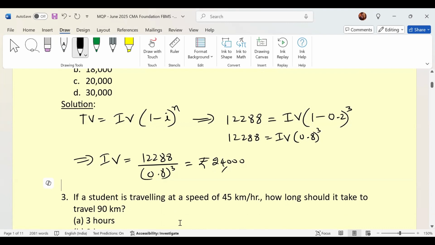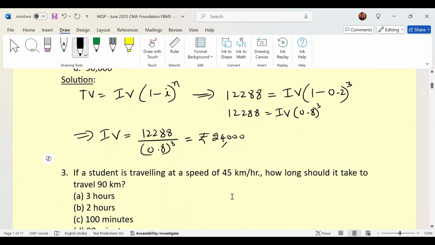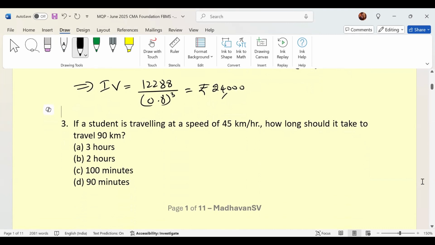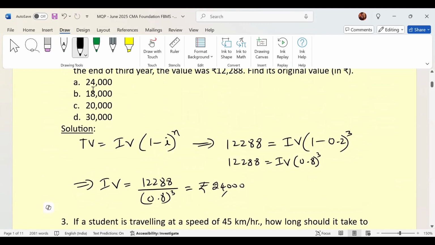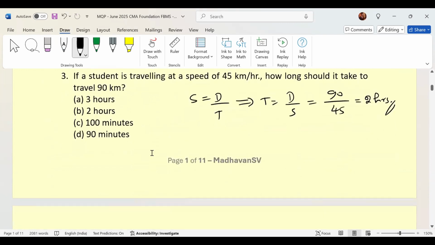If a student is traveling at a speed of 45 km per hour, how long should it take to travel 90 kilometers? We know speed is distance divided by time taken, which means time will be distance divided by speed. Here the distance is given as 90 kilometers and speed is given as 45. That means it will take 2 hours. That will be the solution, option B. In this case, it is option A. Let me move on to the next question.